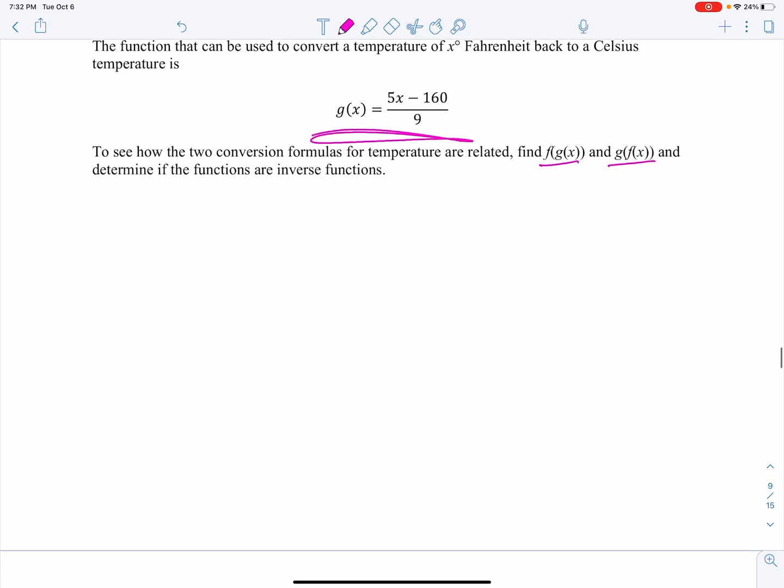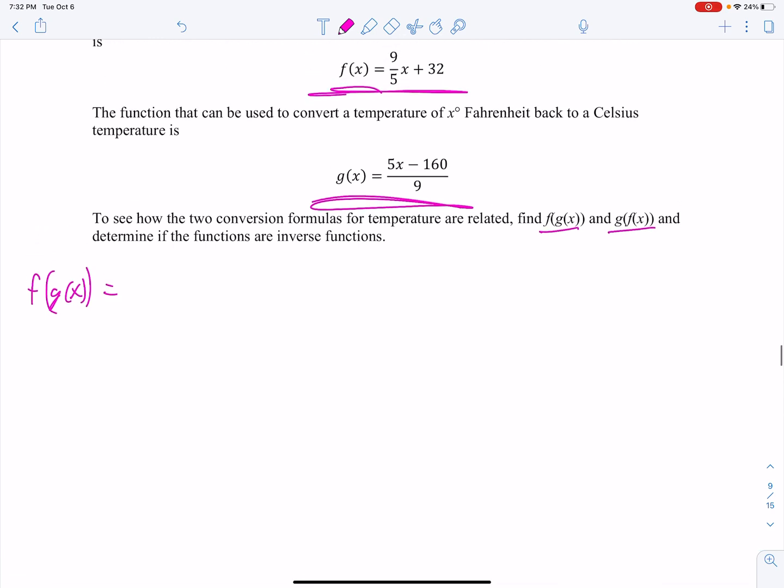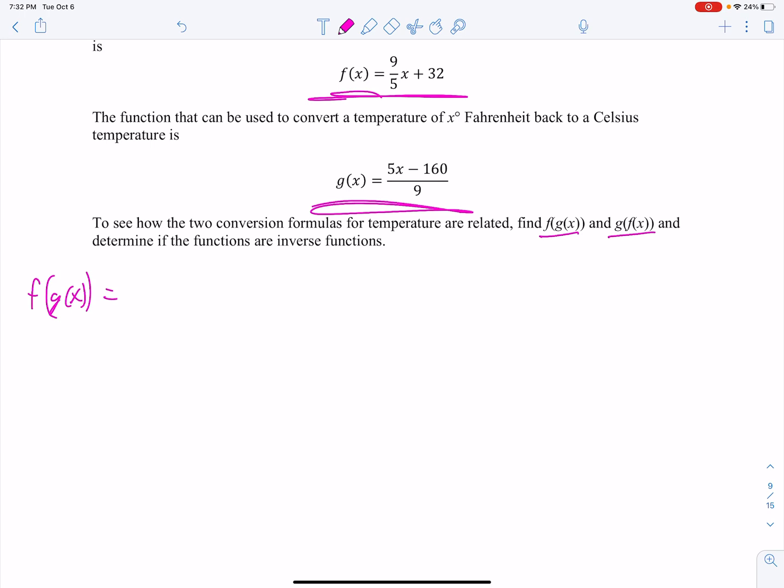Okay? So f of g of x means, again, we're going to take the g function and plug it in for x in the f function. Okay, so that means we get 9/5. Instead of x, though, we're going to plug in g of x, which is (5x minus 160) over 9, plus 32. Okay, then we simplify. Notice we have 9 divided by 9. Those reduce away. Remember, not cancel. They reduce away.